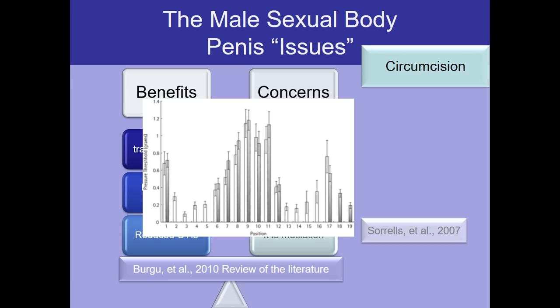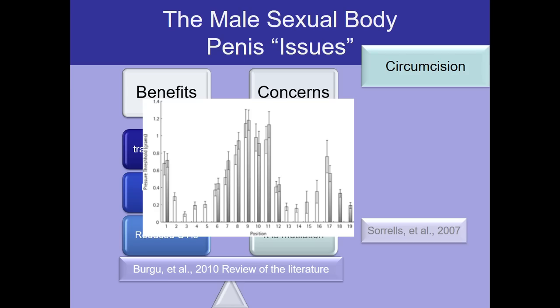And they touched the penis in different places along the anatomy, starting with near the urethra, moving down around the corona, where the foreskin would attach if you were circumcised, or where it's actually attaching if you're not circumcised, and then down the shaft. And so what you're seeing is in the white bars are the men who are circumcised, and in the gray bars the men who are not circumcised.